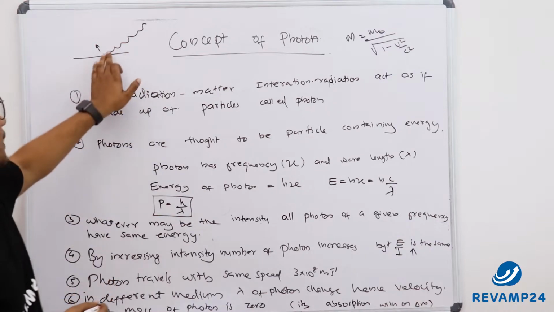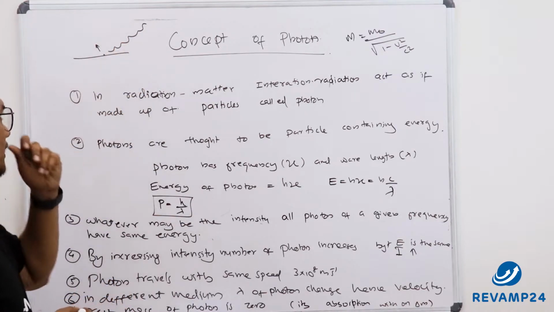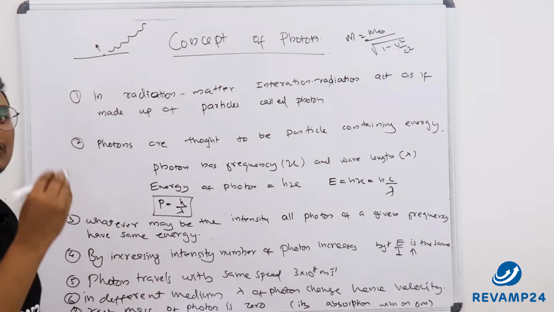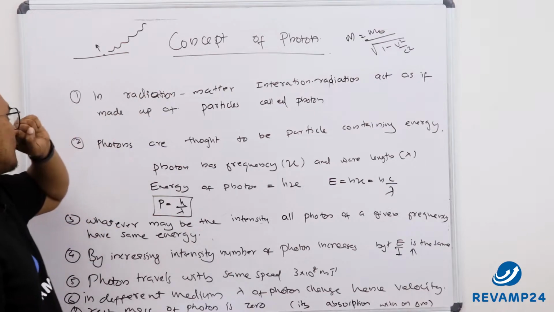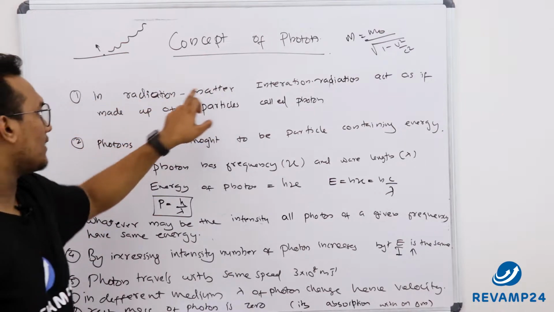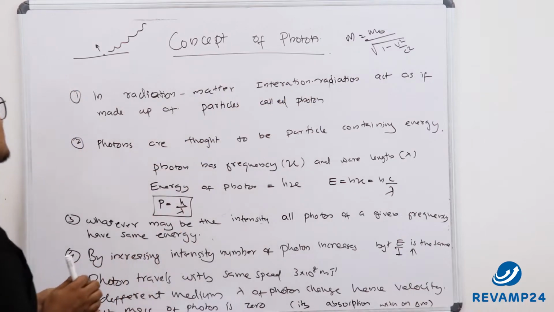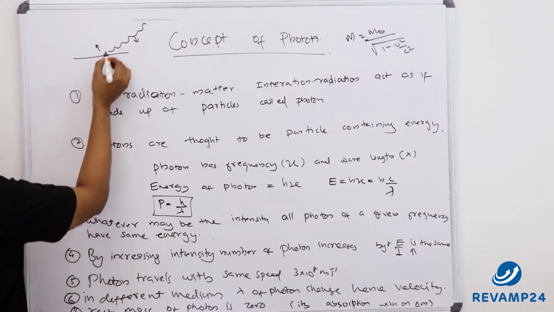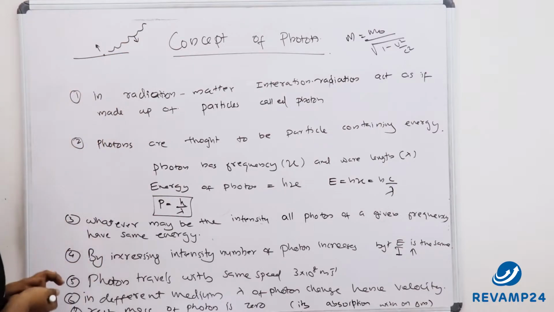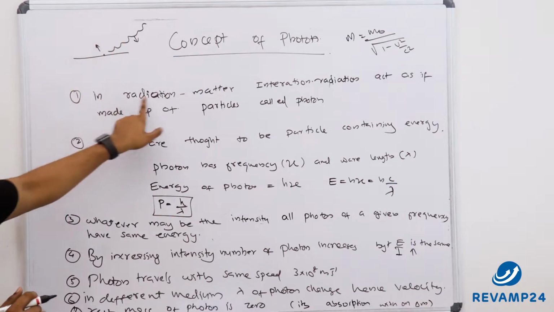Now, these particles by which the light is made up of are called photons. So, we will see 7 very important points about photon. First thing is, in radiation matter interaction. What is radiation matter interaction? A light comes, so this is radiation, and that is going to interact with the electrons of a metallic surface. Okay, so this is radiation matter interaction.